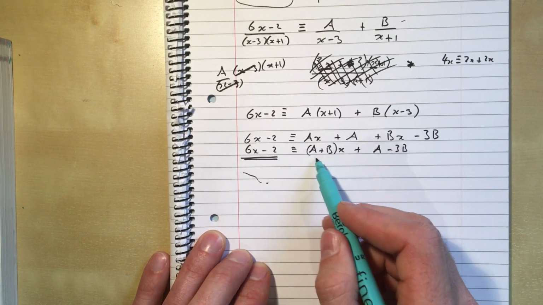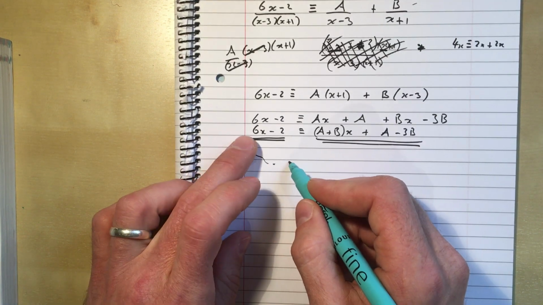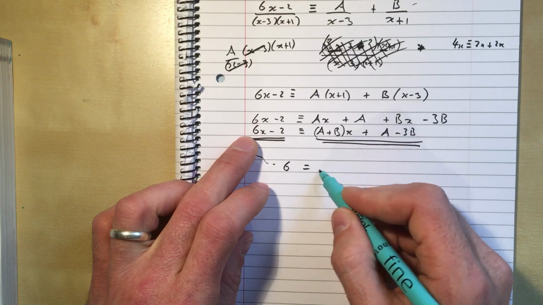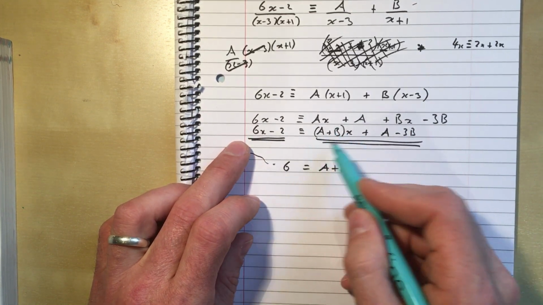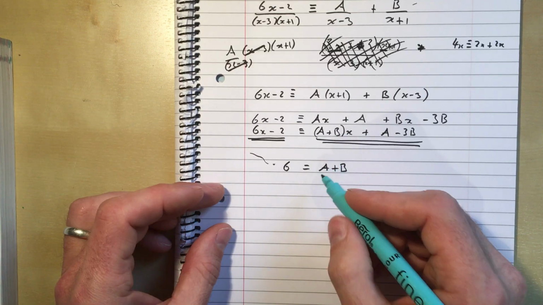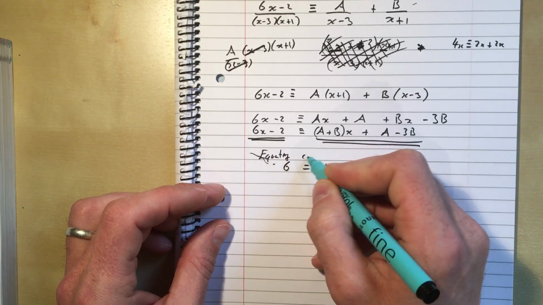Now, if this linear expression here has to be the same as this linear expression here, then what I'm saying is that 6 has to be equal to a plus b. Why? Because I've got 6 x's here. How many x's have I got over here? I must have 6 x's. Now that is called equating coefficients.